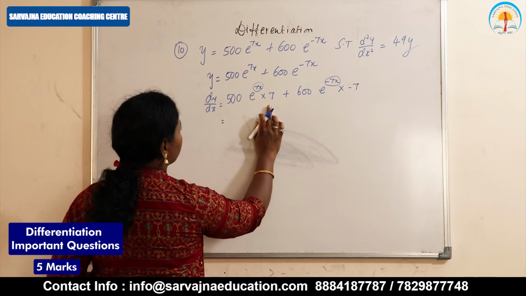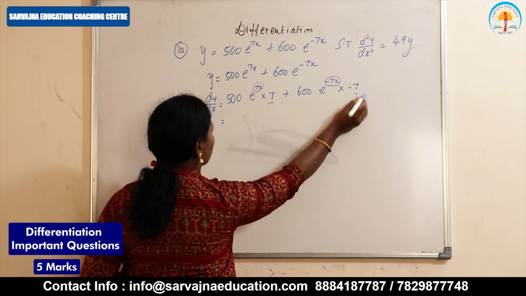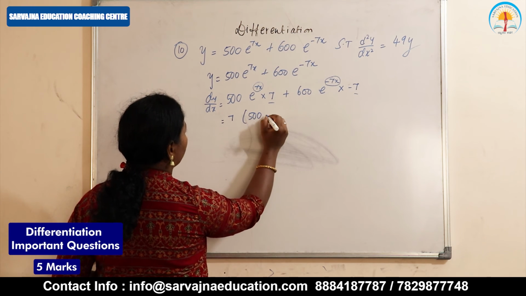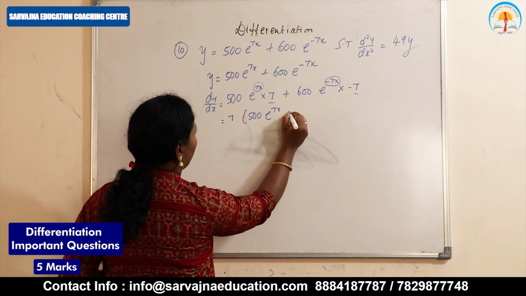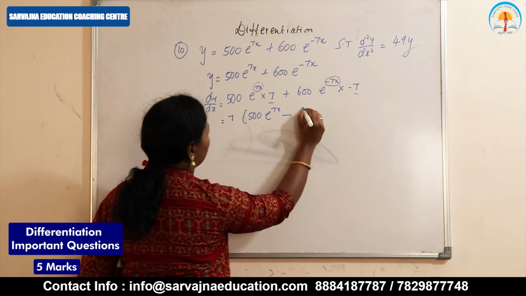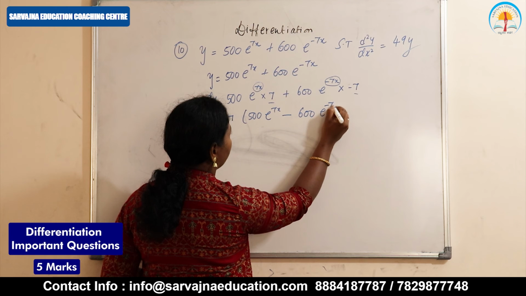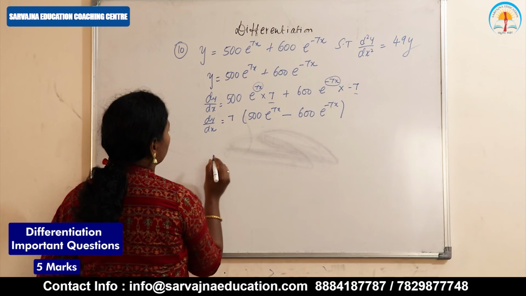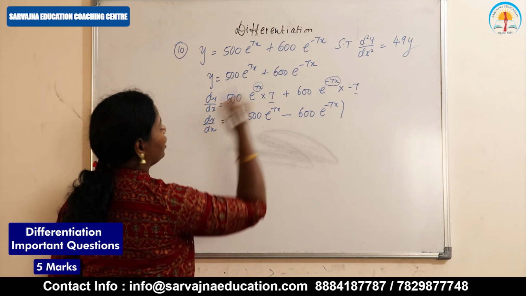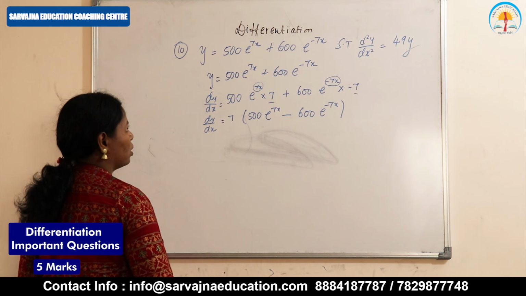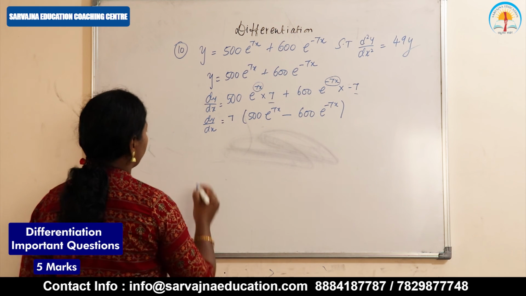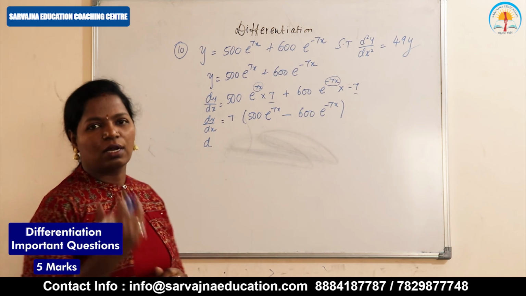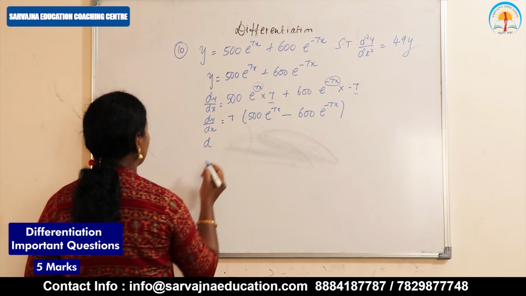Okay, so now I can take 7 common. Here 7 is there, here also 7 is there. I can take out 7 common: 7 of 500 e to the power of 7x minus 600 e to the power of minus 7x, correct? So this is dy by dx. Now again, because I need the d square y by dx square, as the question asked, I have to do the differentiation again. There is no cross multiplication because there is no fraction on the right hand side, correct? So just do the second derivative.